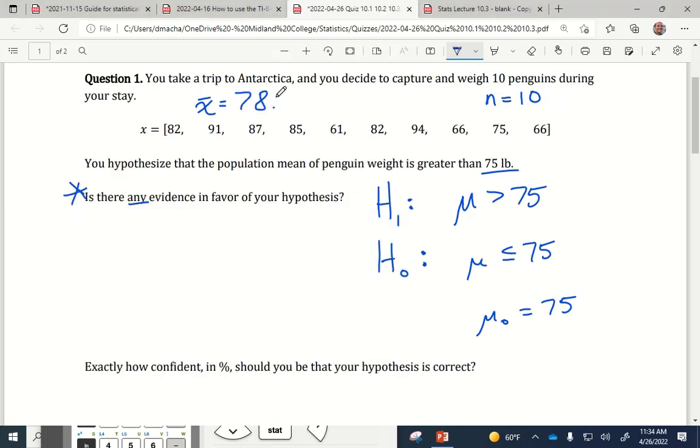So my sample mean being 78.9, that is consistent with my alternative hypothesis, right? That's greater than 75. So yes, there is some evidence. We haven't yet determined if we have enough evidence, but at least based on the sample that I picked, there's a little bit of evidence in favor of the alternative hypothesis. Now we just have to weigh how much evidence do we have, how confident should we be. And that's the point of the hypothesis test.